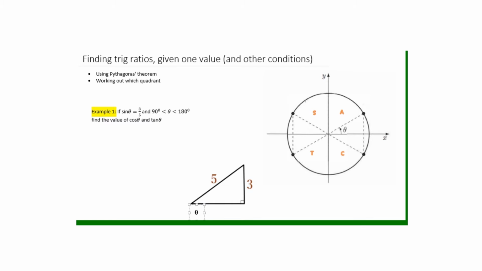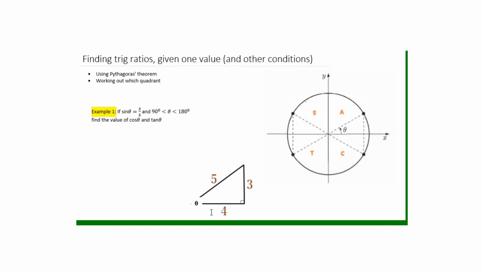Now we will use Pythagoras theorem to work out the third side. We already know this triangle 3, 4, 5, but to work out this third side, again use the Pythagoras theorem. So this side length is 4, and theta is out here. So then we will have all three sides for the right angle triangle.